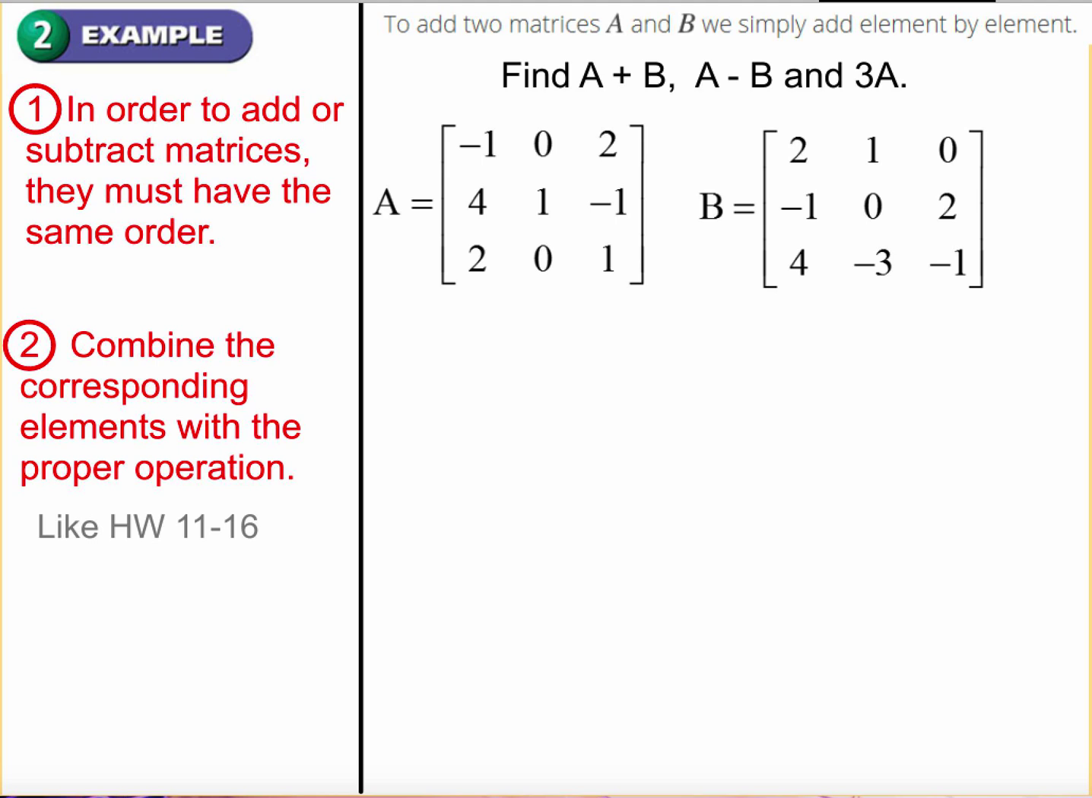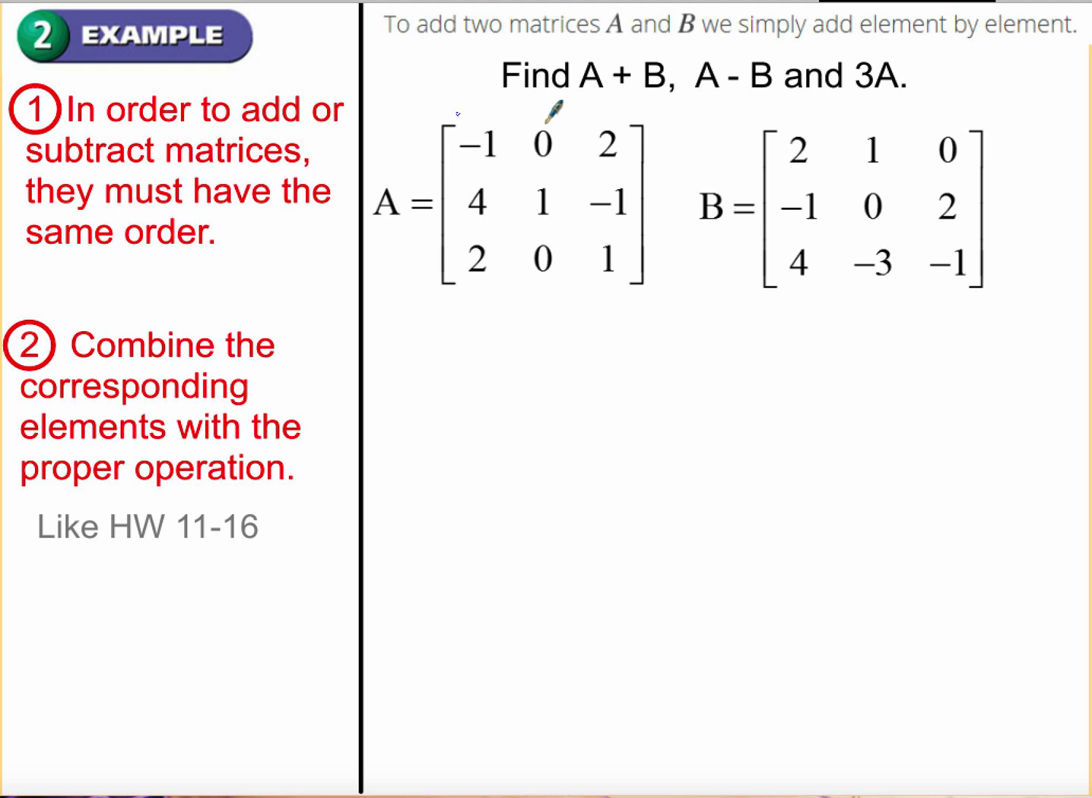So for our second example, we're asked to find the addition of these two matrices, the subtraction of these two matrices, and let's get crazy. We'll multiply one of them by 3. So here we go. We'll start with A plus B.